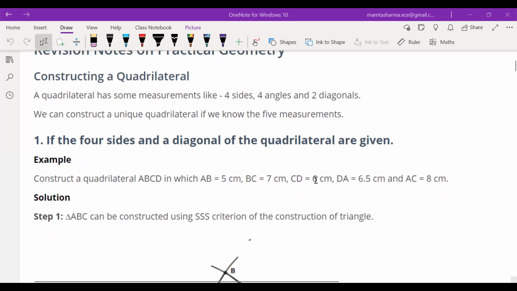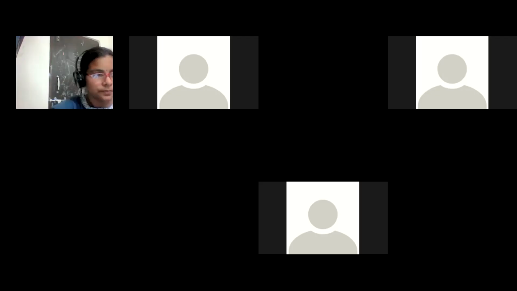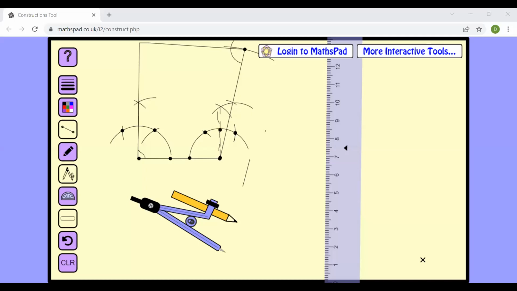Wait, I am using one software. Wait. Okay, you tell me whether you can see the screen or not. Can you see this screen? Yes, ma'am. Okay, here we will draw.